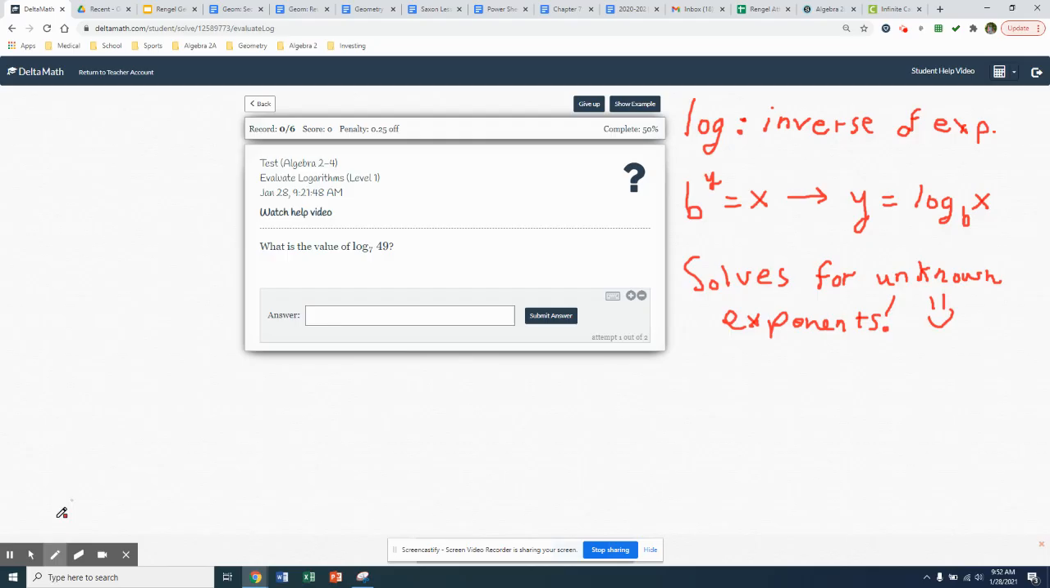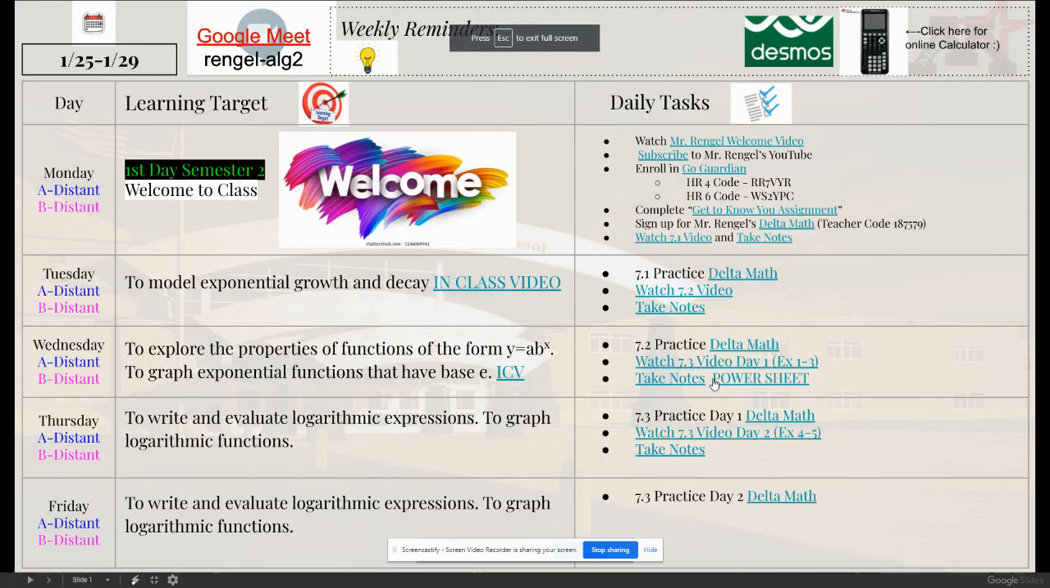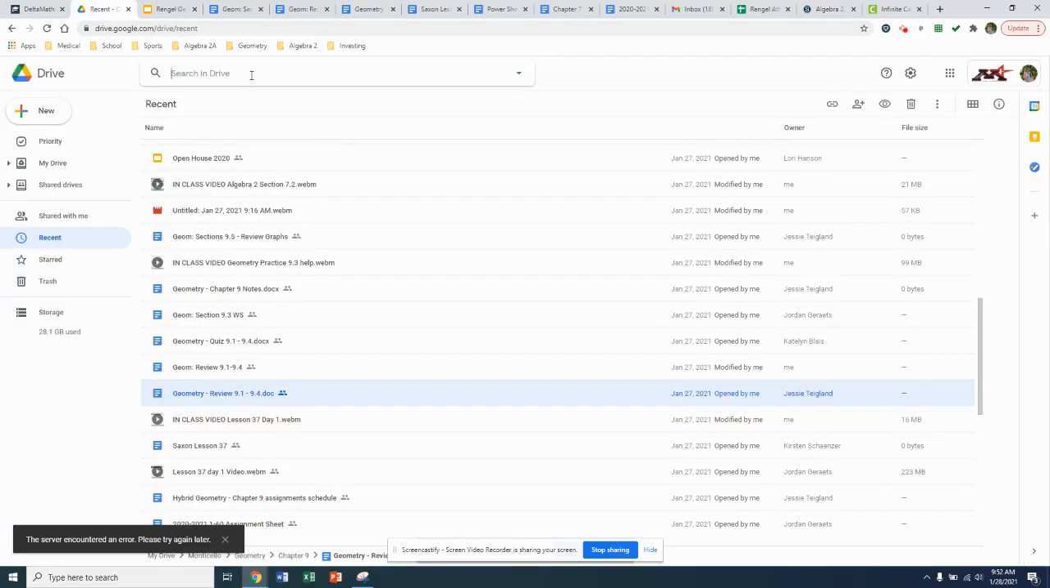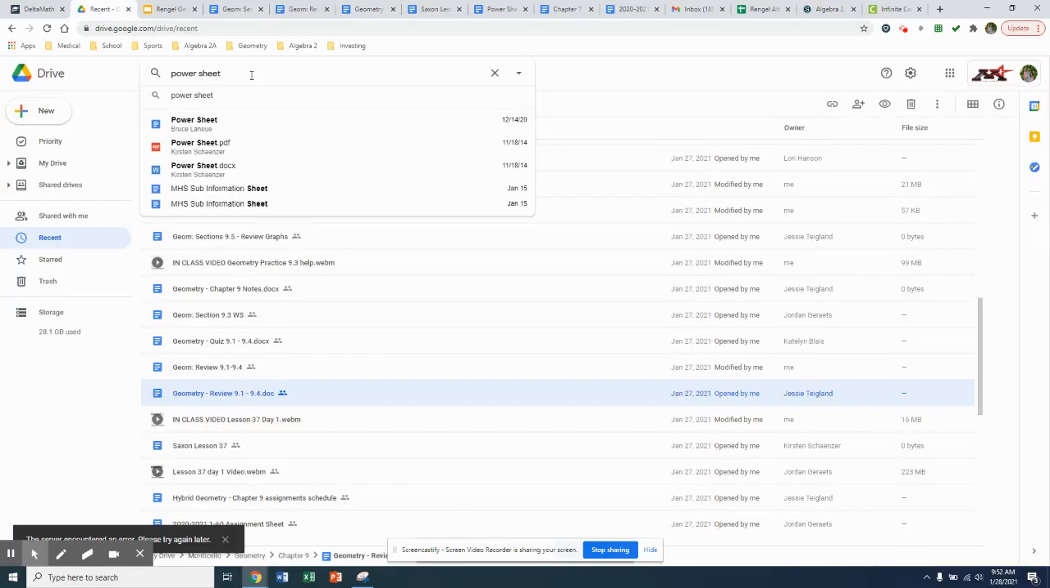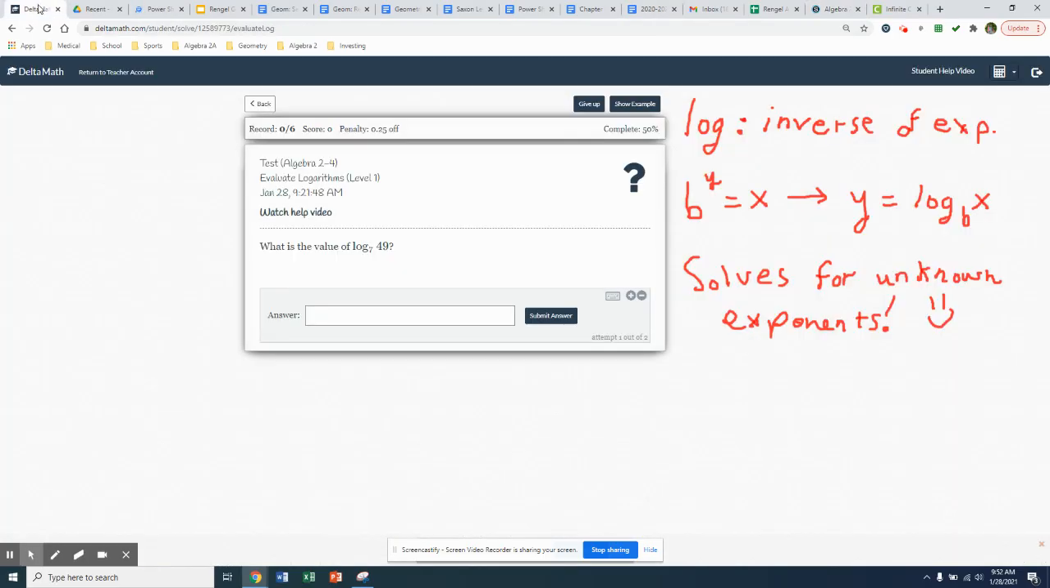One thing that we are going to use is the power sheet. I head back to Schoology here. I put the power sheet right here. I'll add it again to 7.3. I'll just keep adding that on. So you can make a copy of that, keep it in your own Google Drive. But we will be referencing that power sheet today, because that's how we can solve these exponential logarithm type problems. We're going to use that power sheet to do that.